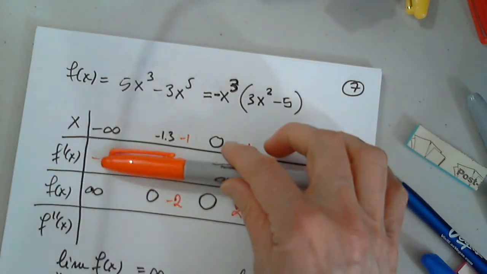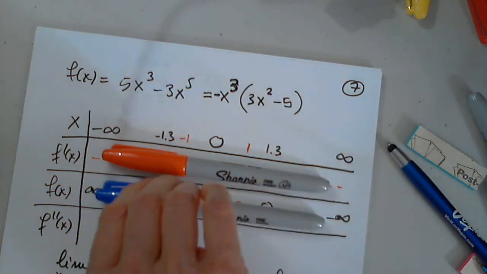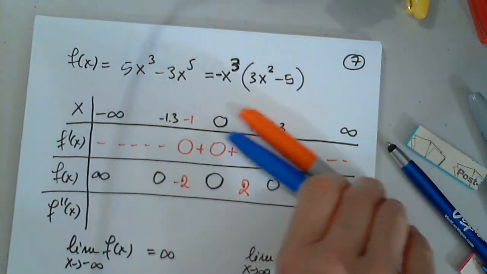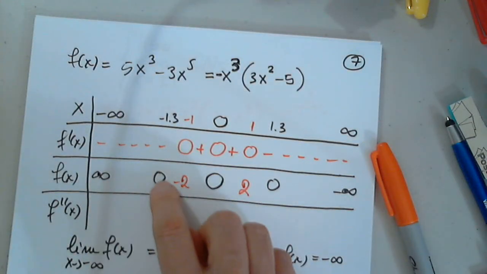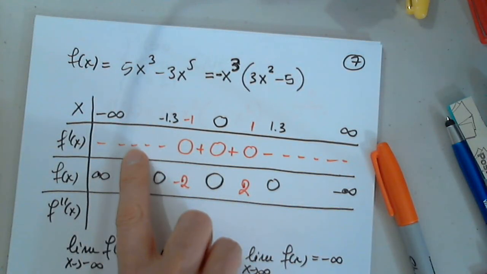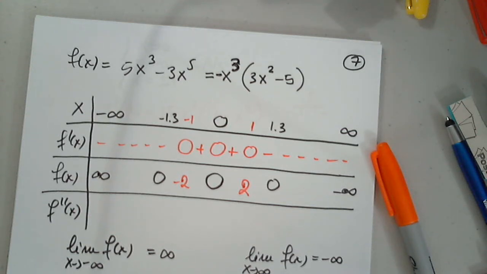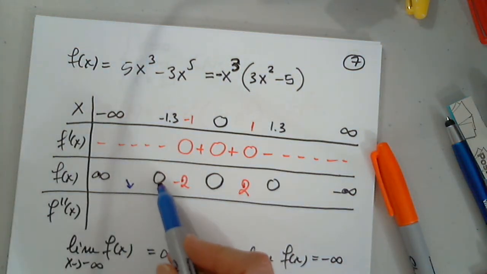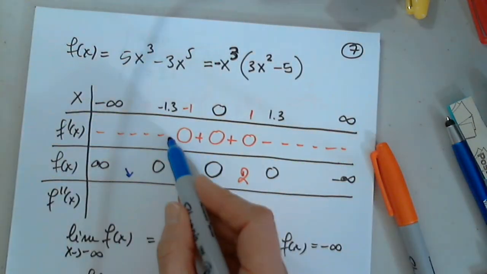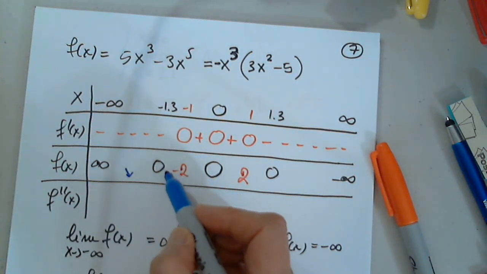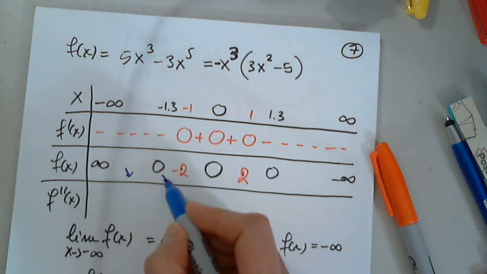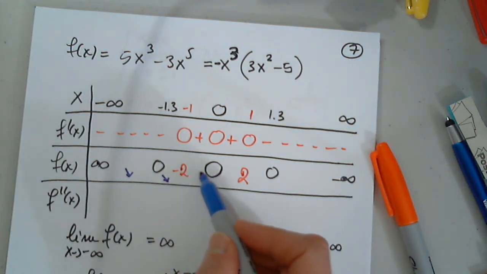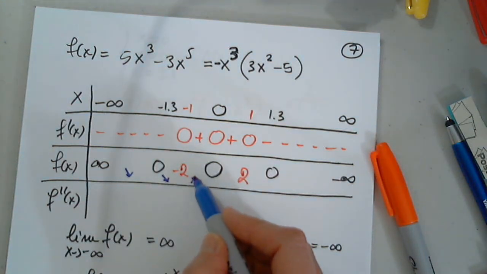Okay, at this point, I make sure that these two rows work well together. If not, I'll say oops and go back to the drawing board. So from positive infinity to 0, the function is decreasing. Is that supported by the first derivative? Yeah. Very good. From 0 to negative 2, the function is decreasing. Is that supported by the sign of the first derivative? From negative 2 to 0, the function is increasing in values. Is that supported by the first derivative?